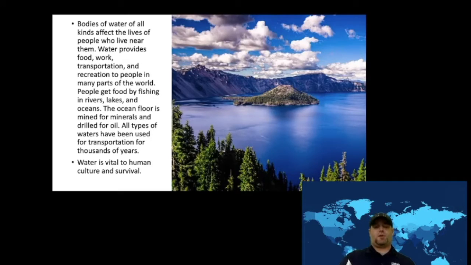Bodies of water of all kinds affect the lives of people who live near them. Water provides food, it can provide work, transportation, and recreation to people in many parts of the world. People get food by fishing on rivers, lakes, and oceans. The ocean floor is mined for minerals and drilled for oil. All types of waters have been used for transportation for thousands of years, and water is vital to human culture and survival.